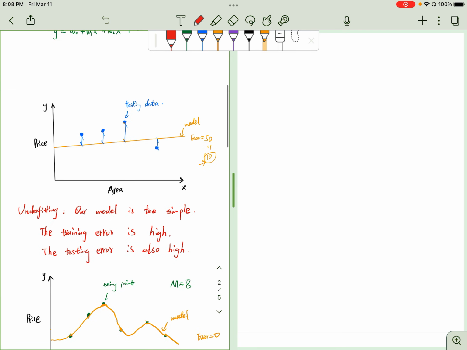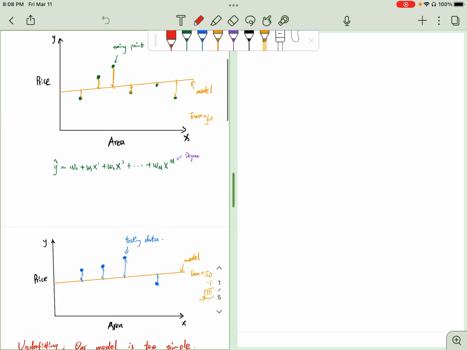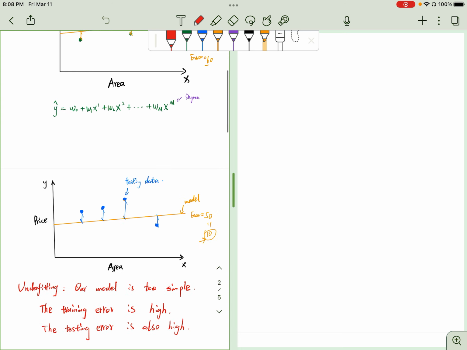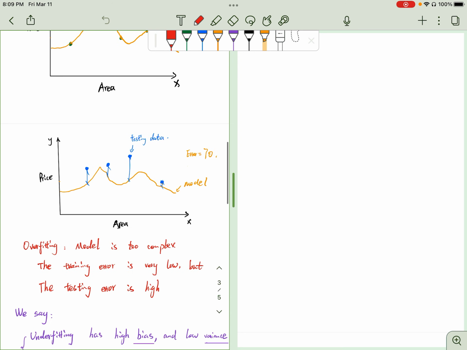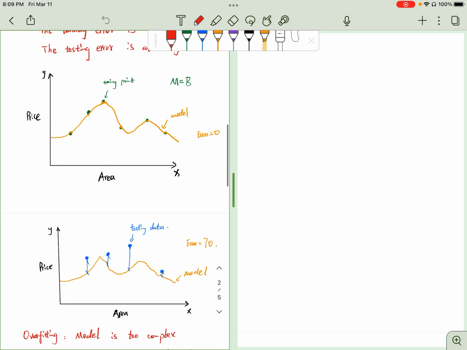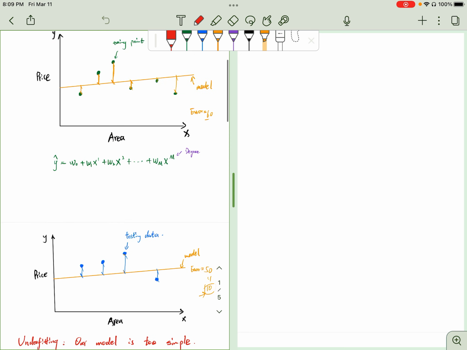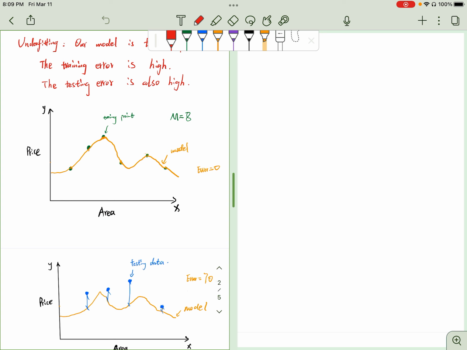We said that underfitting means that our model is too simple and it has very high training error, and it also has very high testing error. On the contrary, overfitting means our training error is very low, but our testing error is very high. In real practice, we don't want underfitting, and we also don't want overfitting. But sometimes overfitting will occur.